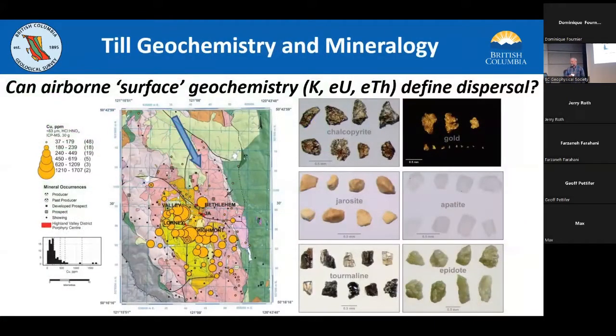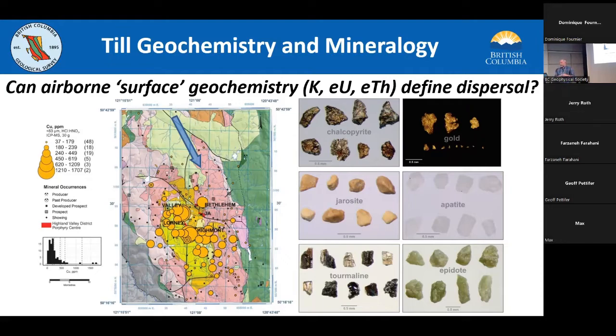So for decades, we've been defining those dispersal trains based on geochemistry and elemental concentrations. For about the last 10 years or so, the focus has really changed, and we've been working on mineral assemblages and mineral separations, or an indicator mineral method to define that dispersal. And shown here is a suite of indicator minerals that we've recovered from till samples in British Columbia from around 4 different porphyry deposits.